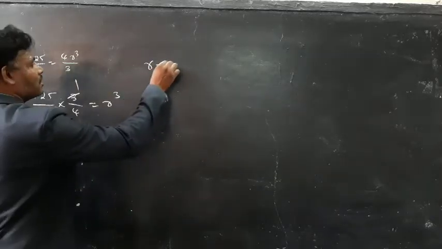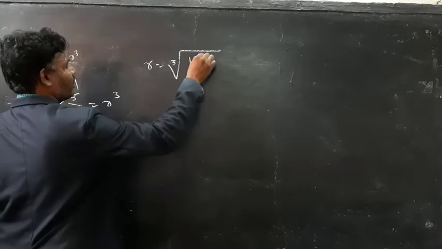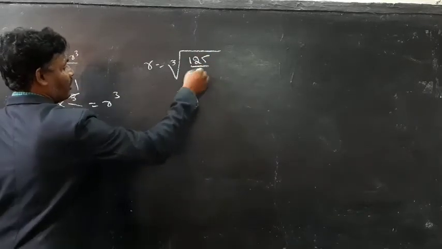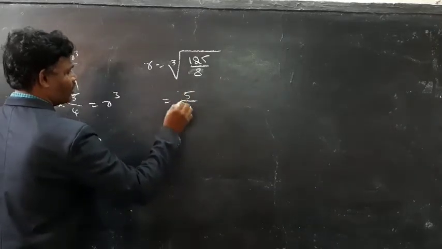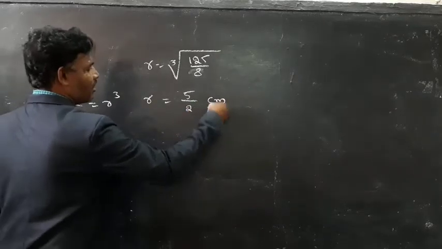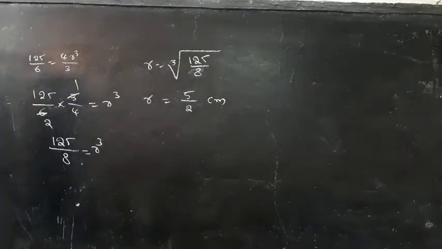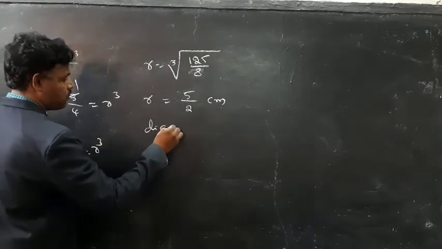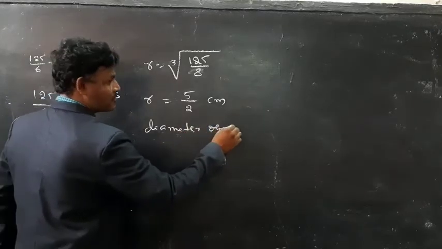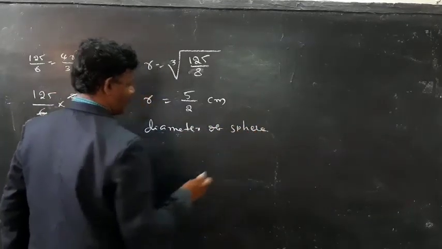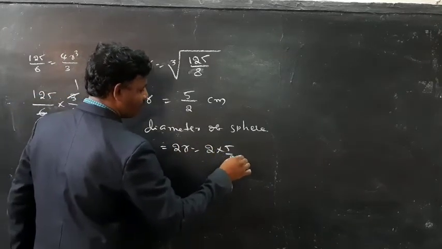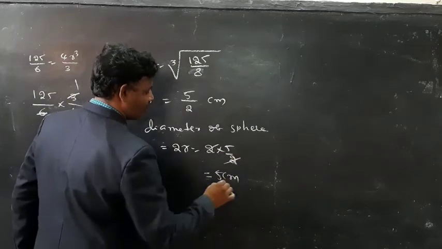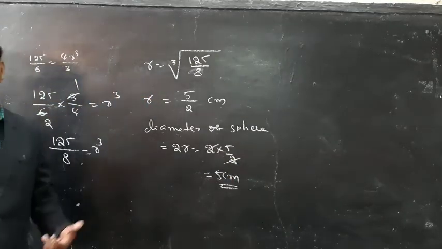Then r is equal to the cube root of 125 by 8. So the cube root of 125 is 5, and of 8 is 2. What is the radius here? Radius is equal to 5 by 2 centimeters. But I need the diameter of the sphere. Diameter of sphere is equal to 2r is equal to 2 into 5 by 2. 2 cancels. So what is the diameter of the required sphere? 5 centimeters.